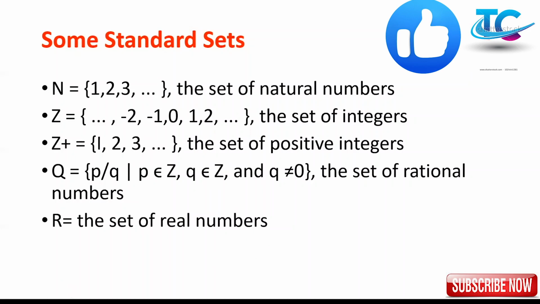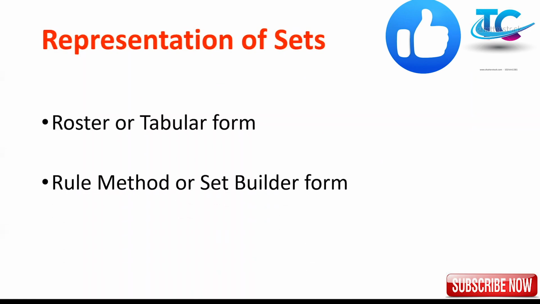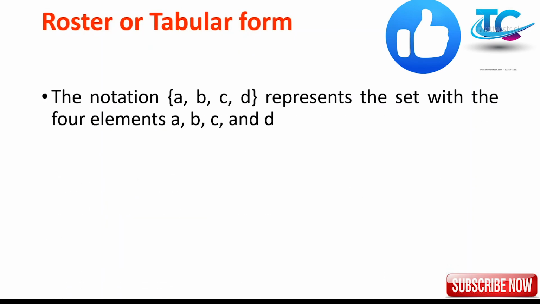Next, there are some ways in which we can represent sets. So let's see the representation of sets. There are two ways to represent sets. First is roster or tabular form, and the other one is rule method or set builder form. So let's see roster form. Under curly braces, if we write all the elements of a set separated by commas, it is a roster form. Under curly braces, if it is written A, B, C, D separated by commas, it means it represents a set containing 4 elements.